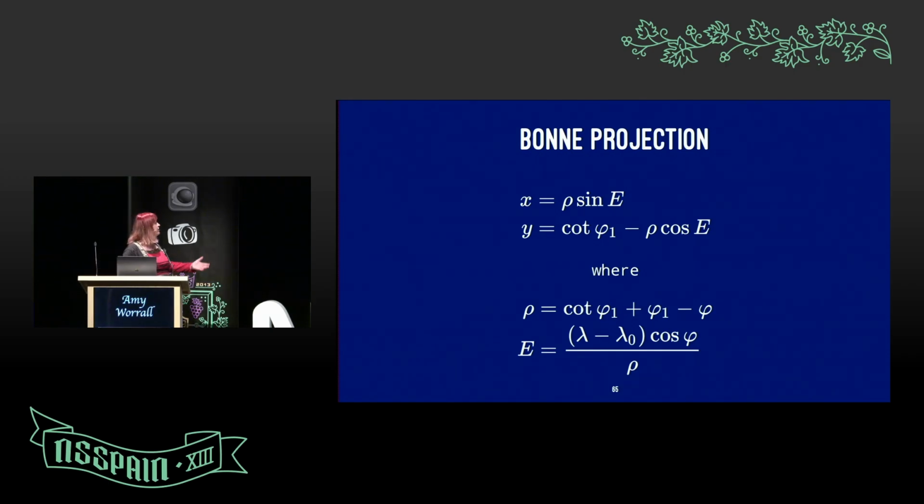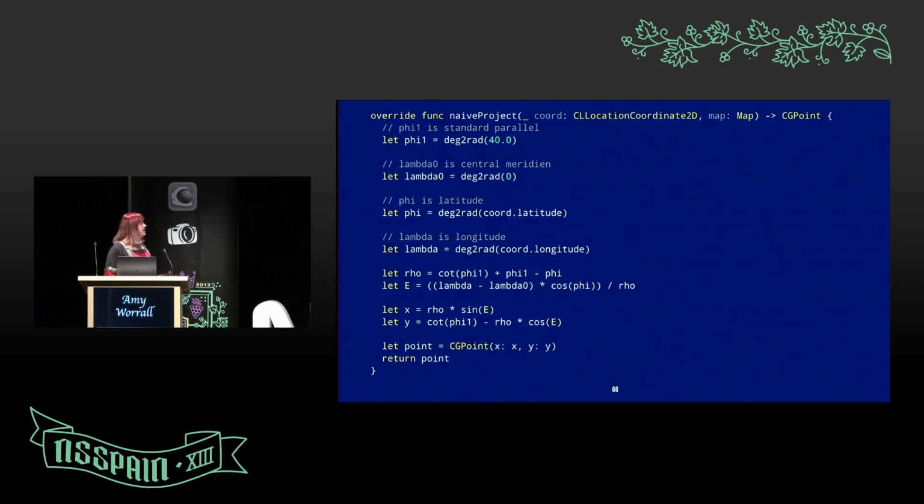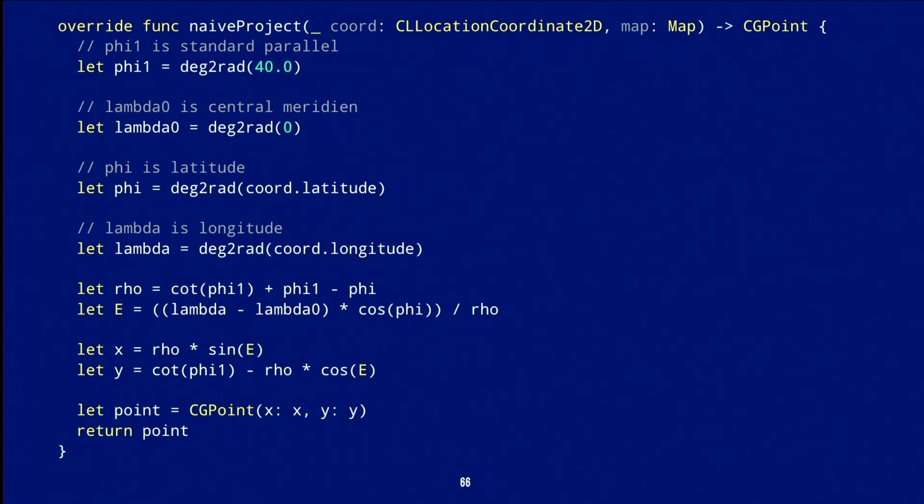So yes, the Bonne projection formula is just on Wikipedia. This is literally copied off Wikipedia, and we can turn that into Swift code. And that Swift code is literally me translating that maths into Swift.